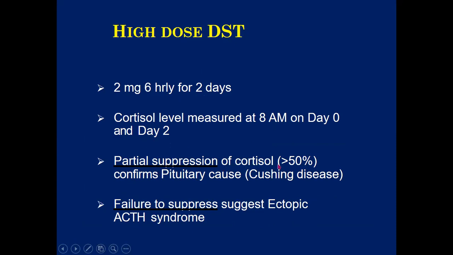Then partial suppression of the cortisol more than 50% confirms pituitary, because if we are giving the dexamethasone exogenously, it should ideally suppress that one. If microadenoma is there, there will be suppression. More than 50% suppression will confirm the Cushing disease. Failure to suppress, that's just the ectopic production of the ACTH, and it may be due to some tumors, as I told you. So high dose is to differentiate between the Cushing disease and the ectopic production.